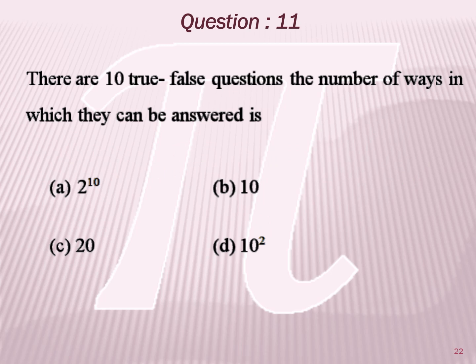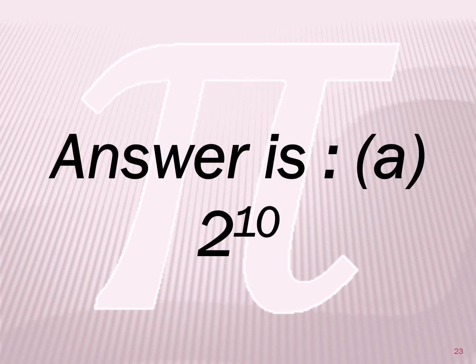There are 10 true-false questions and the number of ways in which they can be answered is option A, 2 raised to the power 10, option B, 10, option C, 20, and option D, 10 square. The answer to this question is option A, 2 raised to the power 10.